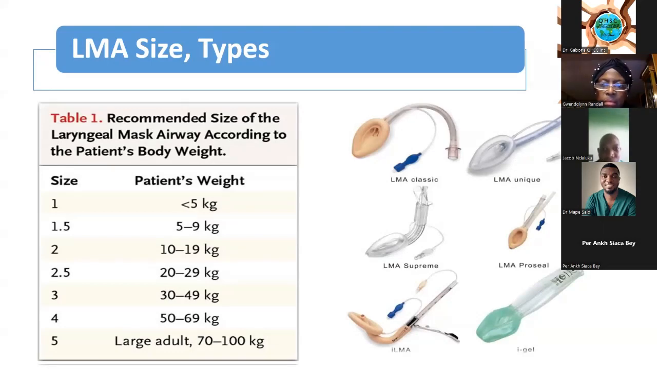So myself, I would have number five. Dr. Gwen, what's your size according to body weight? Four. Usually a 4 is the go-to size for most people. If the patient is small, you usually go with a 3, but number four is the usual standard size. So most people will have number 4.